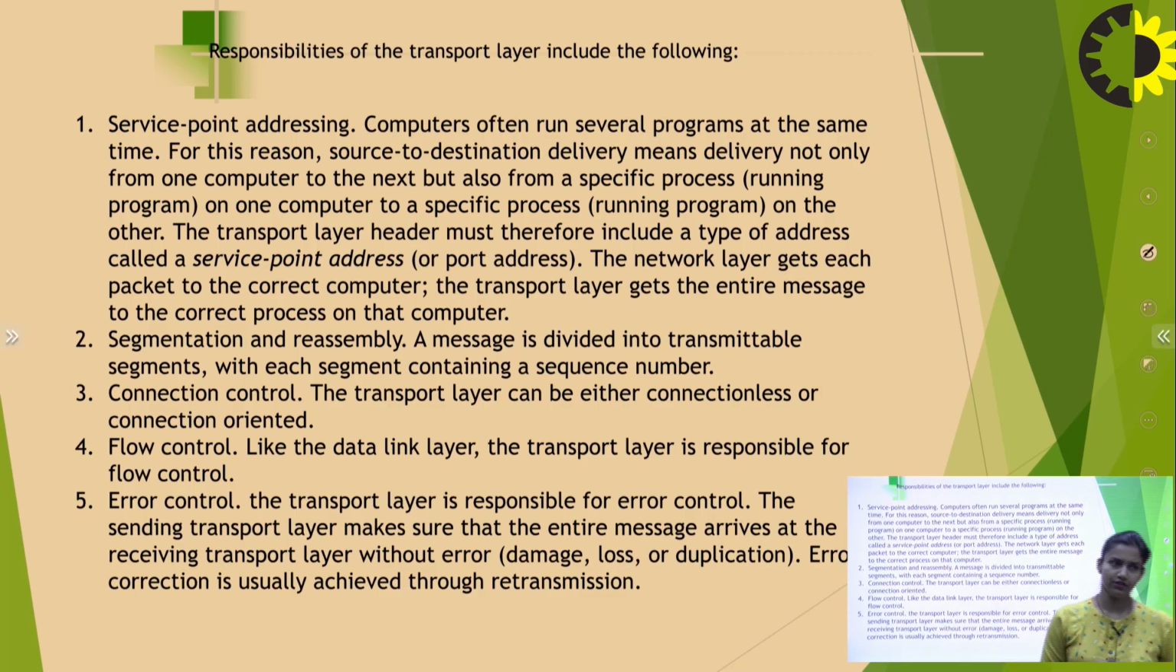In this layer we also check connection control, flow control, and error control. The transport layer is also responsible for error control. If we are sending data from a transport layer, it ensures that the entire message arrives at the destination and is received by the transport layer of the receiving end without any damage, loss, or duplication. If anything occurs, if anything gets misplaced, the transport layer of the receiver requires a retransmission of the data.